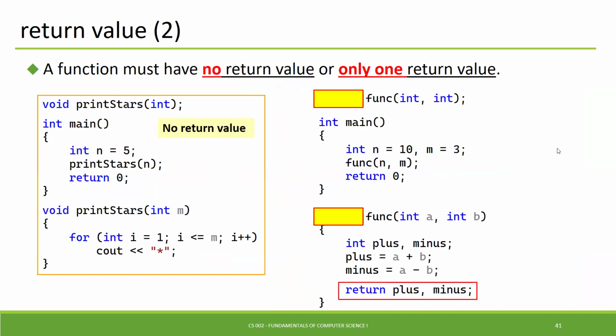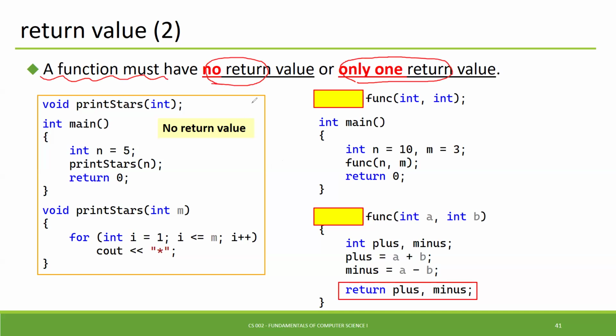Okay, guys, look at this one. See, this is very important. A function can have only one return or no return. A function must have no return or only one return.